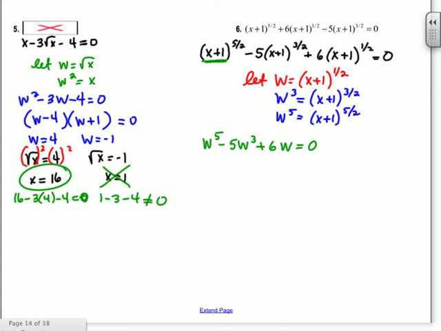This isn't really in the quadratic form because it's not x squared or w squared. But it kind of looks like it. Yeah, you can pull out a common factor, which is w.